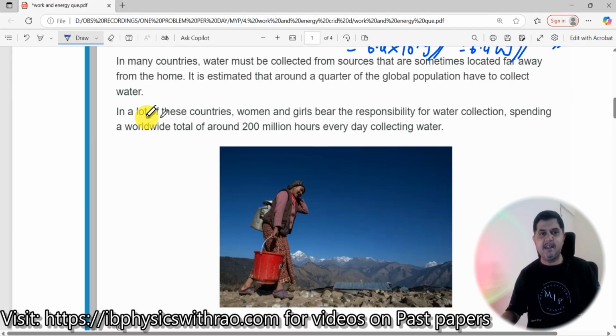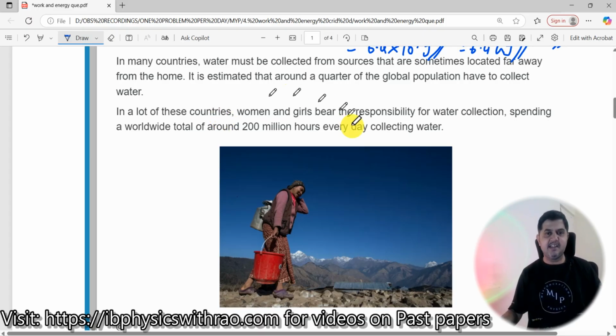In many countries, water must be collected from sources that are sometimes located far away from the home. It is estimated that around a quarter of the global population have to collect water. Okay, we have seen this. Many people are struggling to get water. Of course, we are all very privileged to say that water comes to our home. But I have seen in villages where people have to go far off distances to collect water.